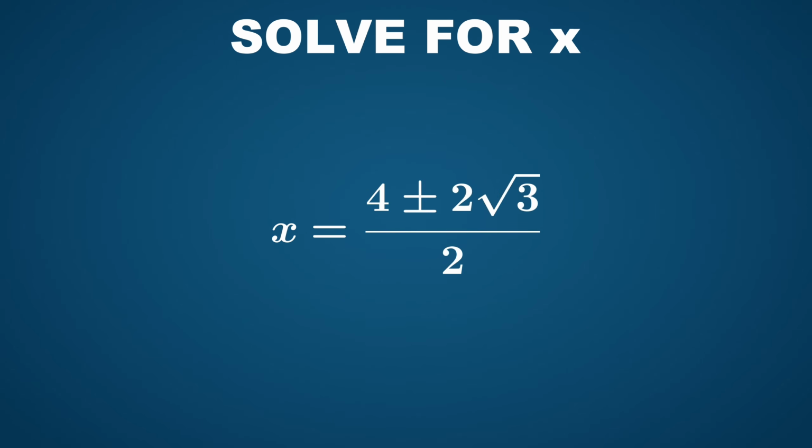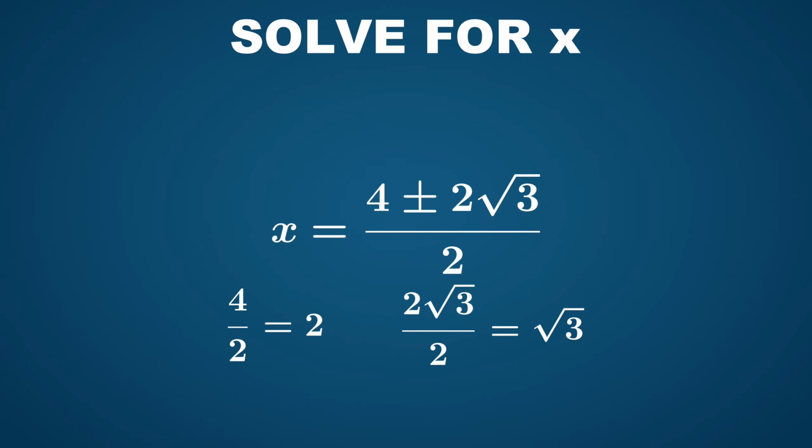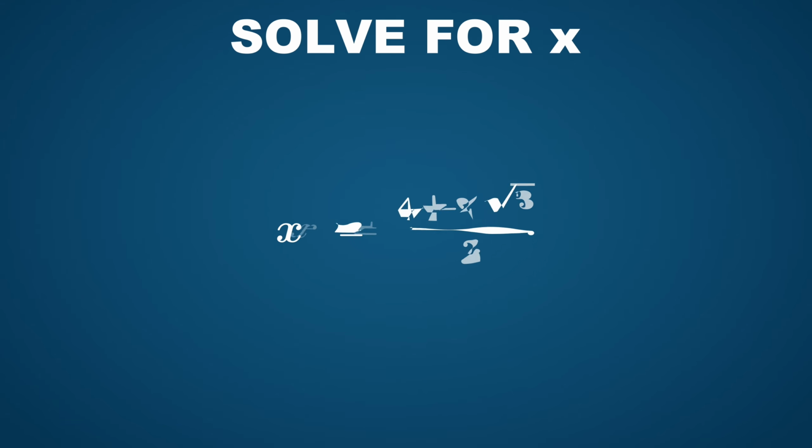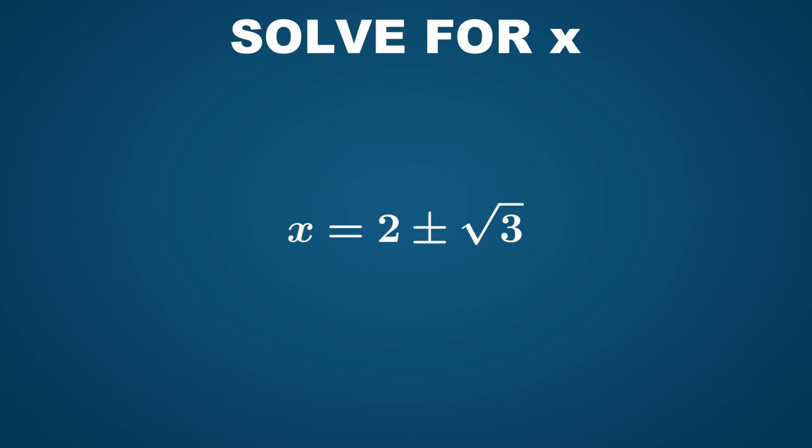The numerator consists of the term 4 and the term 2 times the square root of 3. The denominator is 2. We begin with the first term. 4 divided by 2 is exactly 2. We move to the second term. 2 times the square root of 3 divided by 2 leaves us with just the square root of 3, because the 2 in the numerator and the 2 in the denominator cancel out perfectly. Putting this together, our final simplified expression for x is 2 plus or minus the square root of 3.